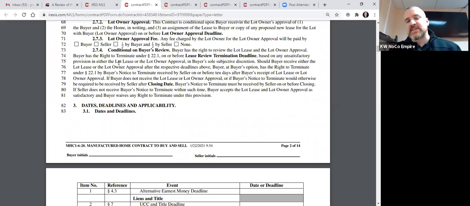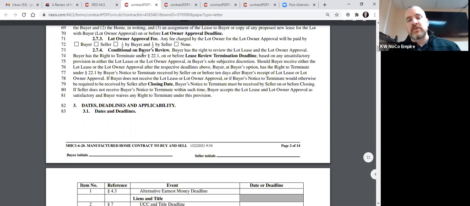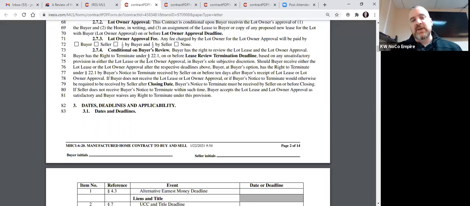So if you're working with the seller, it's important for you to know when those deadlines are and can I hit those deadlines or can I not? Because if I don't, and then I deliver those to the buyer later, I've effectively opened up a free 10-day period for the buyer to terminate if there's something in there in their sole subjective discretion that they object to. Okay.